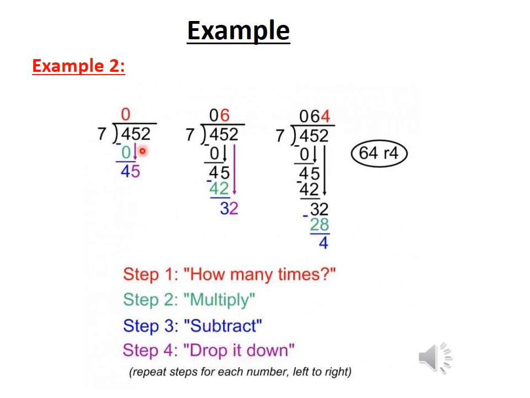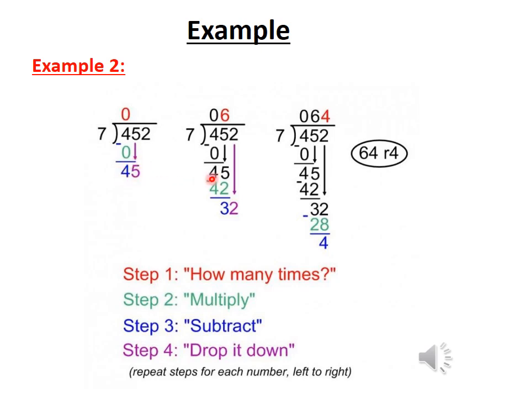Now 452 divided by 7. You take the 4. You ask, 7 times how many equals 4? 7 times 0. So you put this 0 in red color above the 4. So 7 times 0, you multiply. In green color you put the answer 0. Now you subtract: 4 minus 0 equals 4 in the blue color. Then you bring down the 5 in purple color. 45.